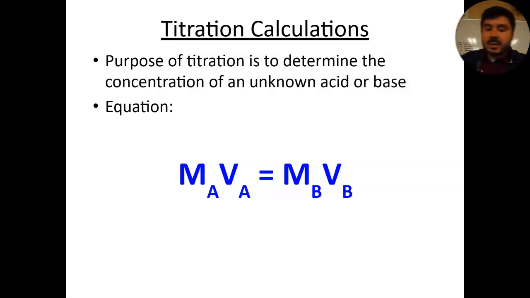MA is your molarity of acid, VA is your volume of acid, MB is your molarity of base, and VB is your volume of your base, and you're good to go. Okay, so MAVA equals MBVB is your go-to equation. We'll probably do a couple examples of this guy in class.